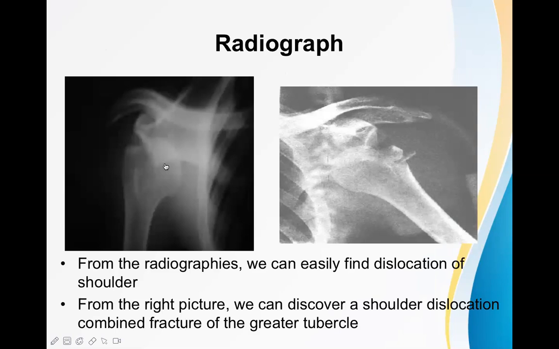Look at this picture now. From this radiograph, we can easily find the dislocation of the shoulder joint here. This is the anterior type of dislocation. And on the other one, there is a fracture of the greater tubercle as well. Look at this area. Let me use the pointer here. You can see the small chip of bone which is coming out. So this is an associated fracture of the greater tubercle along with dislocation of the shoulder joint. So this is called periarticular fracture. We have to detect it in time.